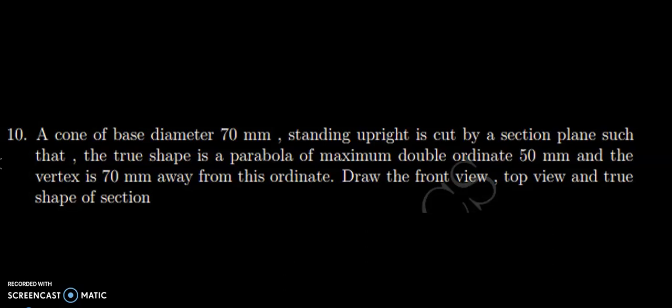Number 10. A cone of base diameter 70 mm standing upright is cut by a section plane such that the true shape is a parabola of maximum double ordinate 50 mm and the vertex is 70 mm away from this ordinate. Draw the front view, top view and true shape of section. So this is the question.